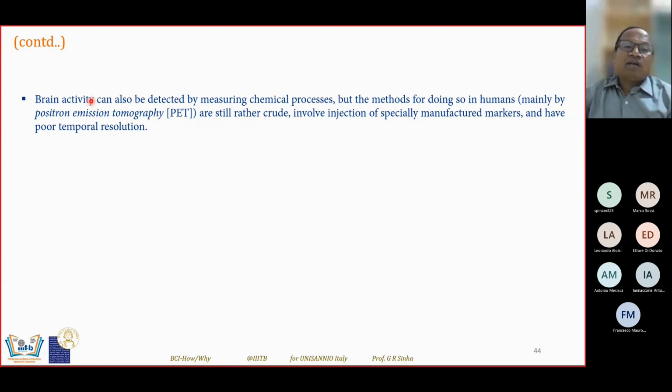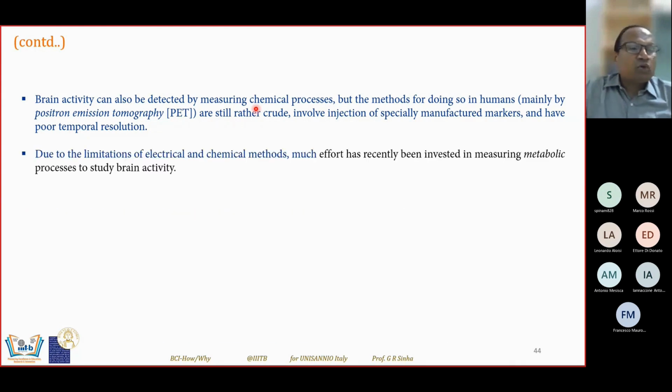Brain activity can also be detected by chemical process detection, but the methods for doing so in humans, mainly PET, are still rather crude. They involve injection of specially manufactured markers, which is also very painful, and have poor temporal resolution. Even after taking a lot of risk, the resolution is not very good. But what I want to tell you is that PET is also a modality used to capture brain signals, but it does not record electrical activity. It records chemical activity.